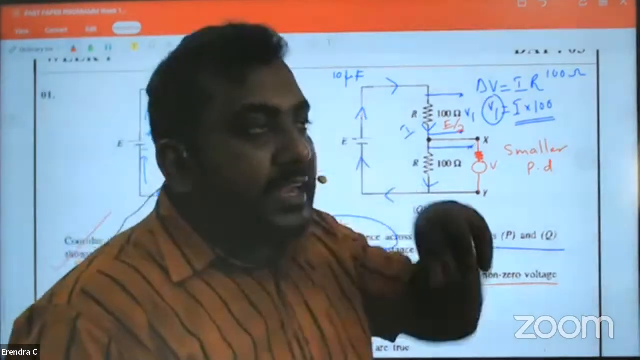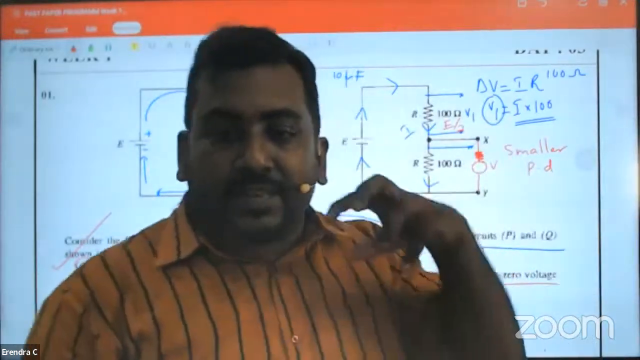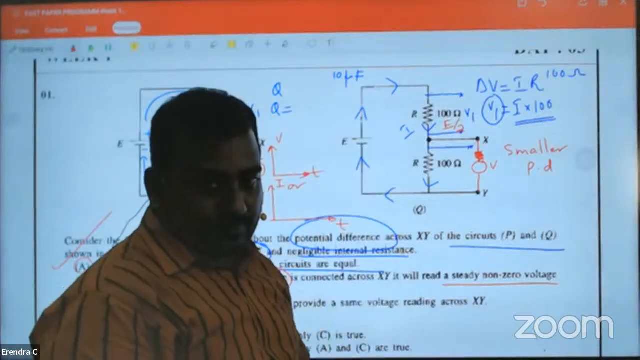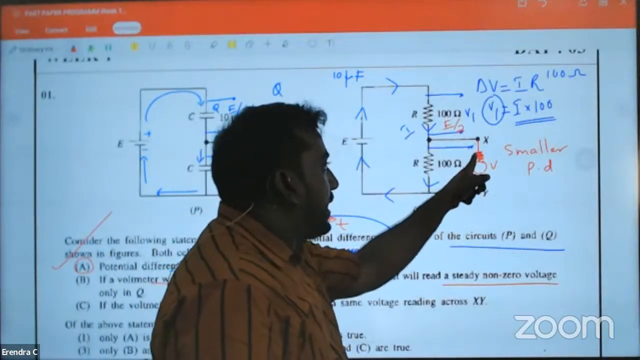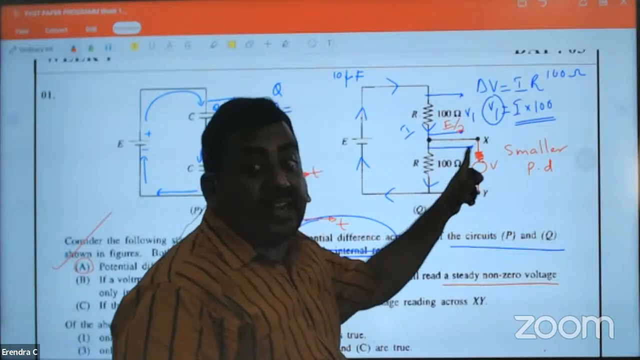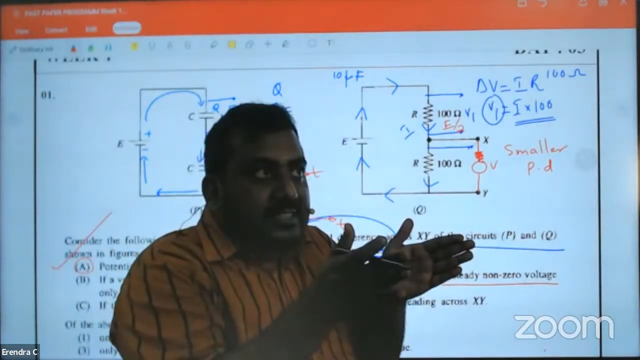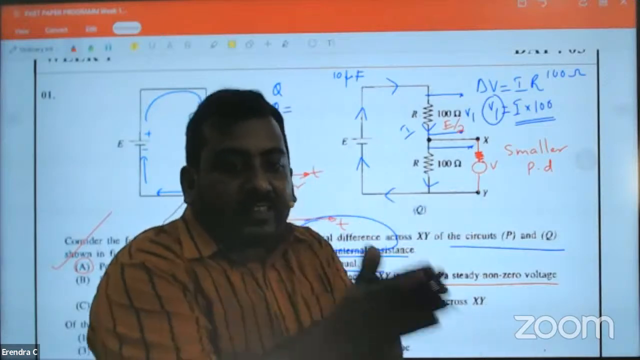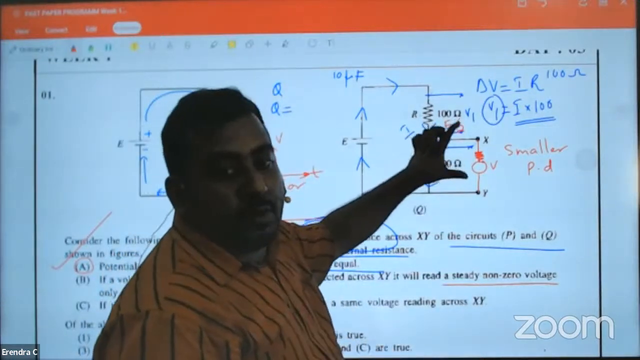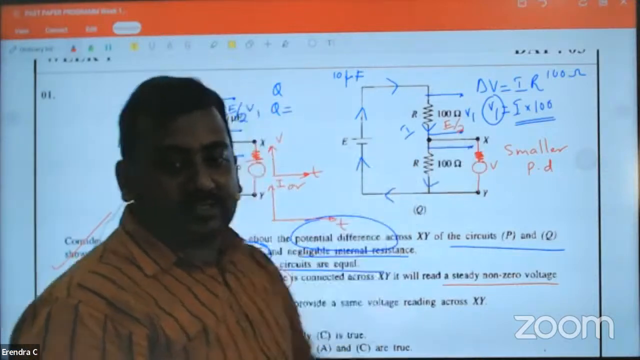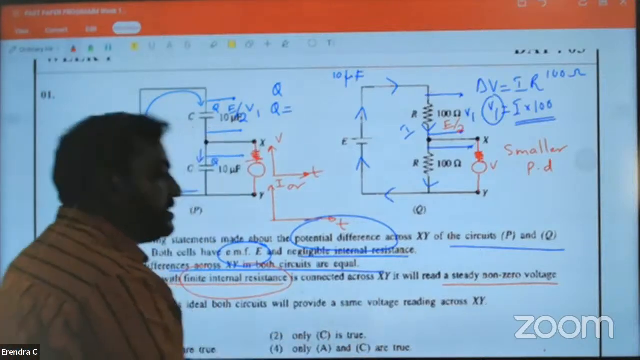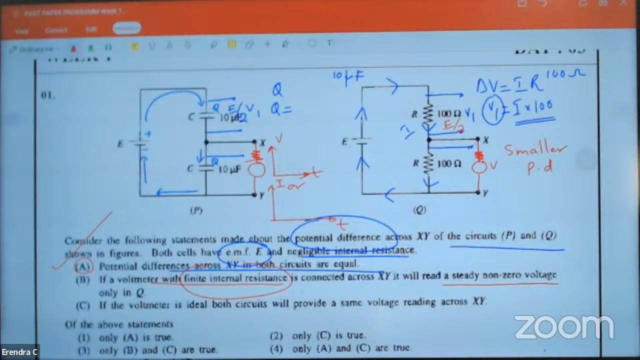What do you mean by finite? Finite means there is a resistor. There is a resistor means current will pass through this. Now, if current passes through that, here and here they are parallel resistors. Resistance reduces, so the potential difference will also reduce. So now the potential difference reduces.